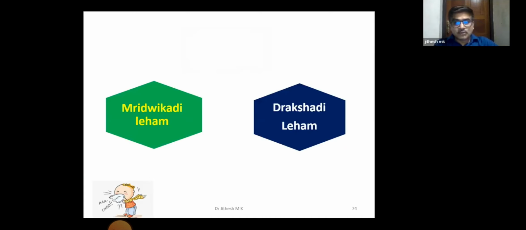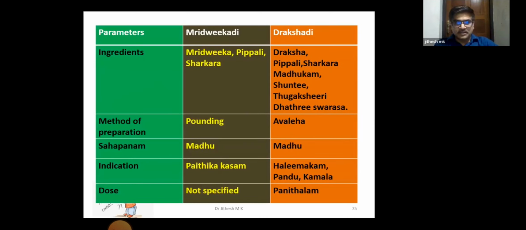Now we will see the Mrudyugadi as well as Drakshadi Lega, which has almost a similar combination. Mrudyugadi: Mrudvika, Pippali, and Sharkara. These are the main ingredients. In the case of Drakshadi: Draksha, Pippali, Sharkara, with Madhuka, Shundi, Tugakshiri, and Dhatri Surasa. So again, as I told previously, fortified Nayopayam is Balajiregadi. We can say fortified Mrudyugadi is Drakshadi.